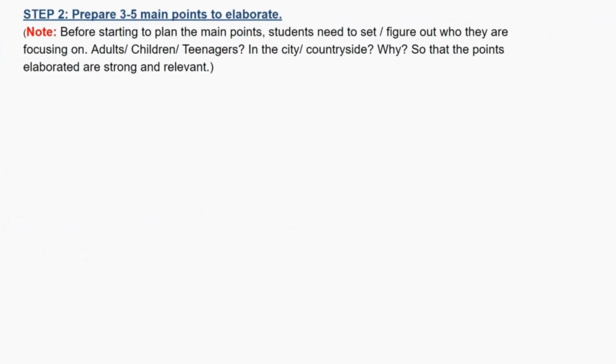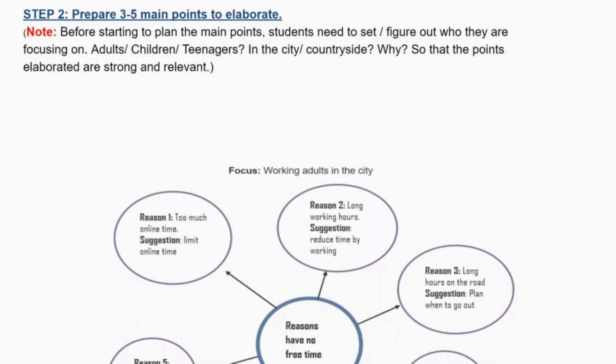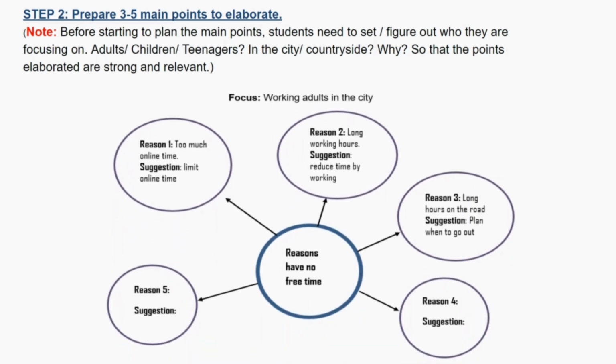Step 2. Prepare 3 to 5 main points to elaborate. Before starting to plan the main points, students need to set or figure out who they are focusing on. Adults, children, teenagers. From where? In the city, countryside? Why? So that the points elaborated are strong and relevant. The sample that we are going to use focuses on working adults in the city.